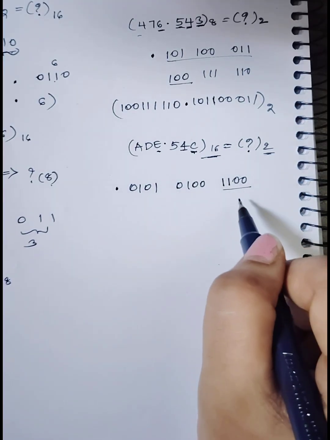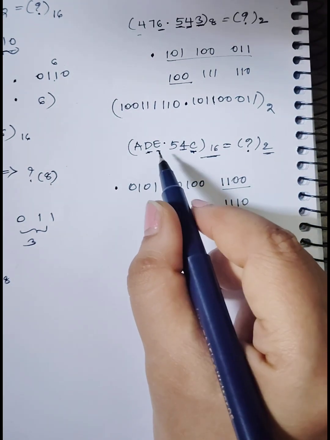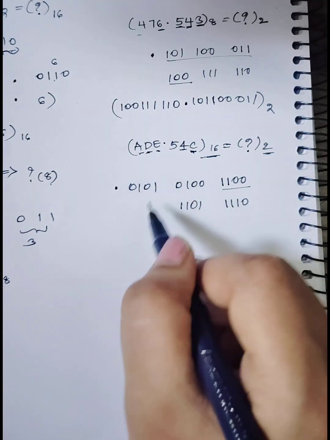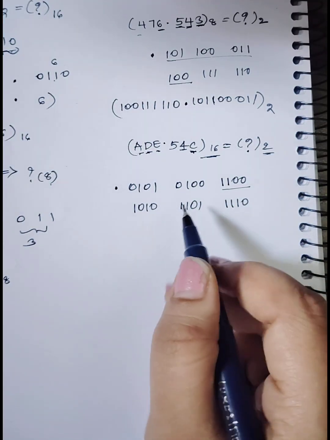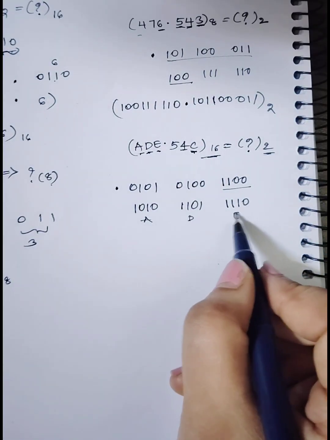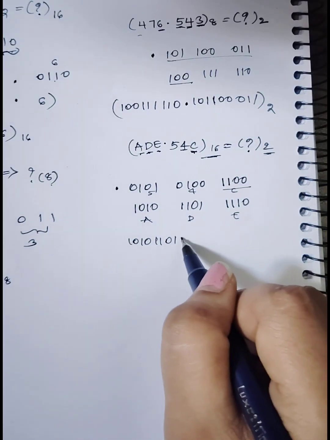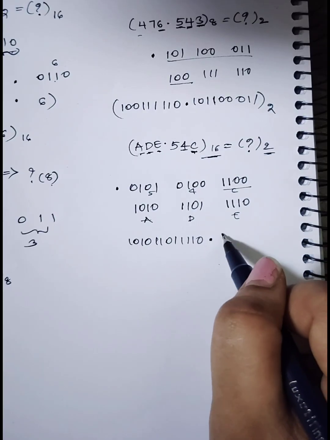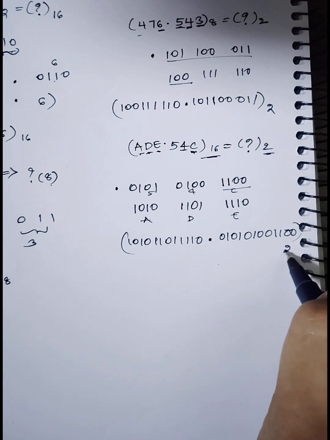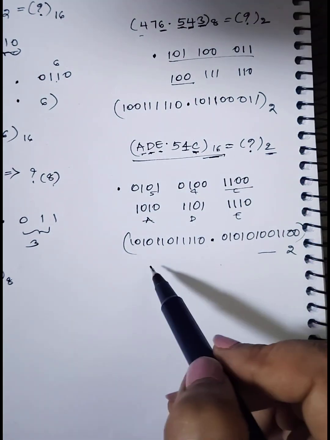Dot. E is 14, 1 1 1 0. D is 13, 1 1 0 1. A is 10, 1 0 1 0. So it will be ADE.54C. So it will be 1 0 1 0, 1 1 0 1, 1 1 1 0, dot, 0 1 0 1, 0 1 0 0, 1 1 0 0. This will be your binary value. If you convert this hexa number to binary, this will be your value.